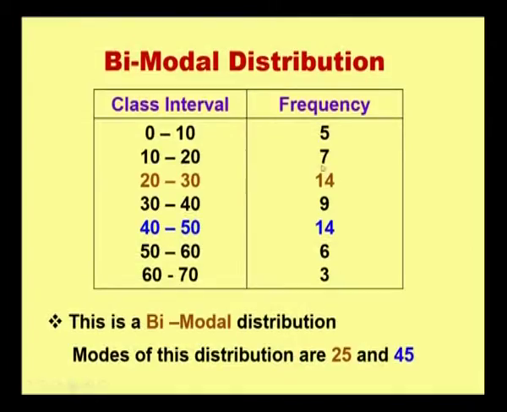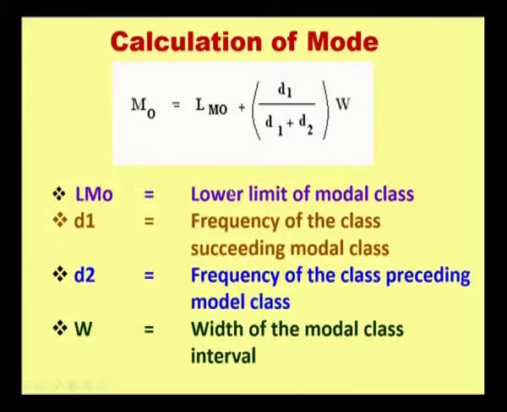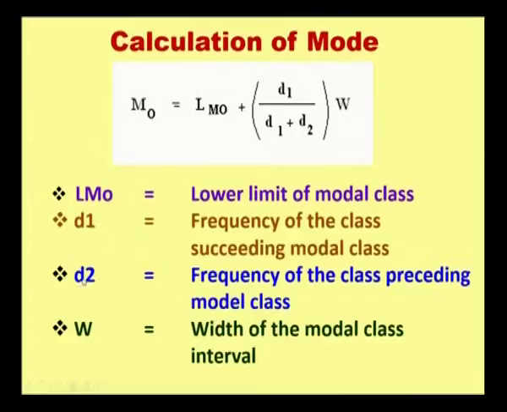As we have seen, if this is a model class, the 20 is the lower limit, and D1 is the frequency of the class succeeding the model class, and similarly D2 is the frequency of the class preceding the model class, and W is the width of the model class. And therefore, by using this simple formula, we can easily calculate the mode.